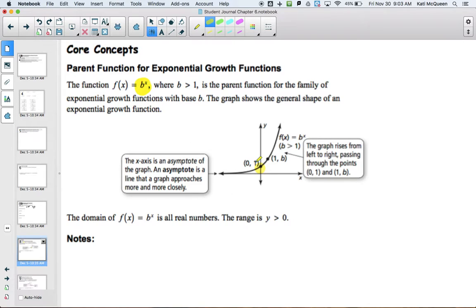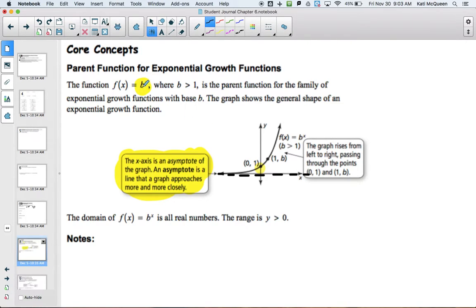Other things I want to think about would be something called an asymptote. That's what this box is looking at here. They say the x-axis is an asymptote of the graph. An asymptote is a line that the graph approaches more and more closely. The way we will draw in an asymptote on our graphs is with a dashed line. Think about an asymptote as a boundary. As I move to the left, this function is getting closer and closer to the x-axis, but it's never actually going to touch it or go below it. It just hovers above it forever.